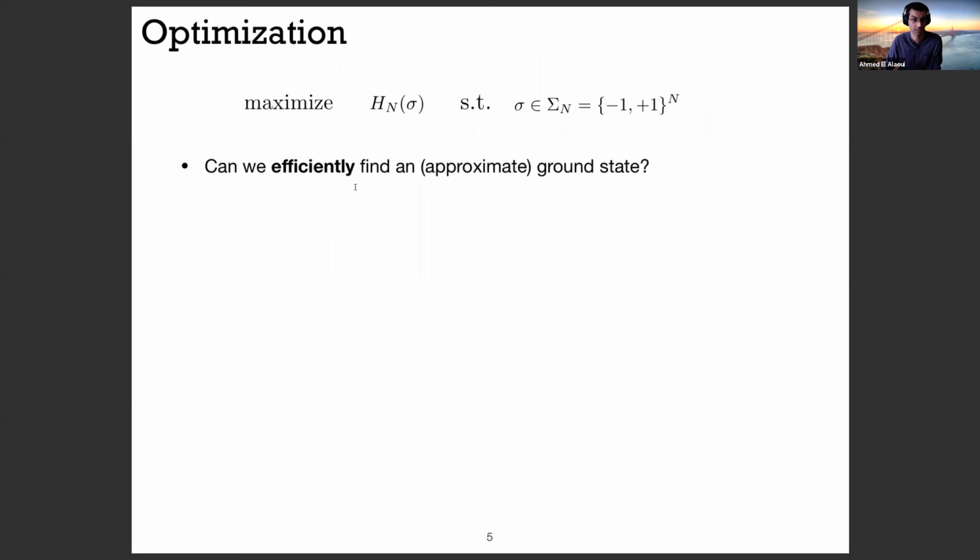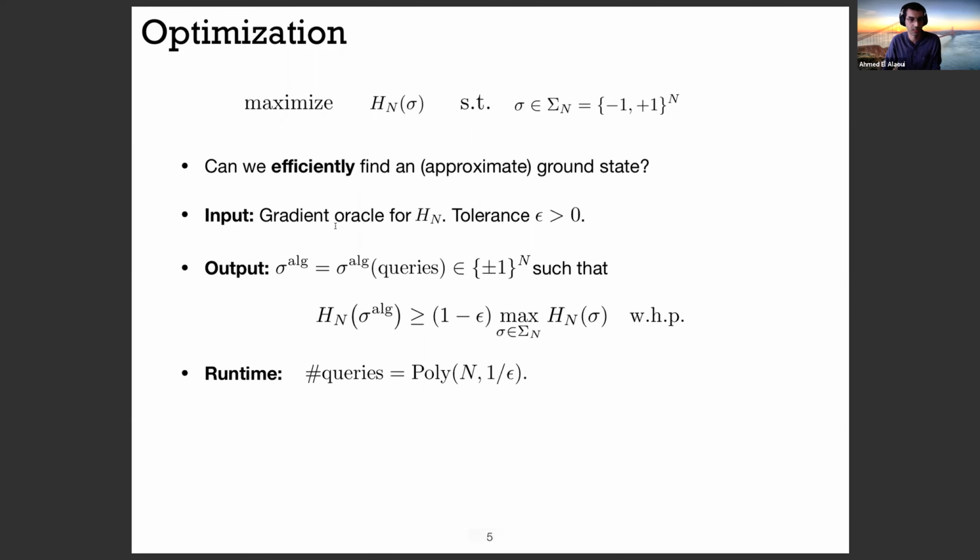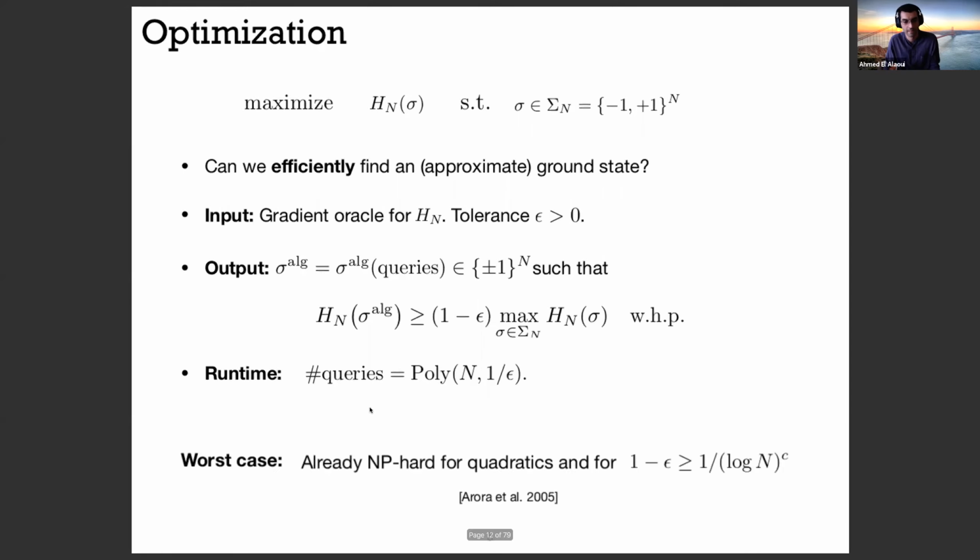So you want to do it efficiently. What do I mean by efficiently? Here I'll just assume that I have access to a gradient oracle. I can query a point, ask the oracle to compute the gradient for me at that point, and it will return the answer. I want to produce a configuration sigma that depends on all the queries that I've done, such that it is pretty good in terms of value, so at least 1 minus epsilon optimal. And I want the number of queries to be polynomial in n and 1 over epsilon. That's the desideratum. Of course, this is NP-hard in the worst case.